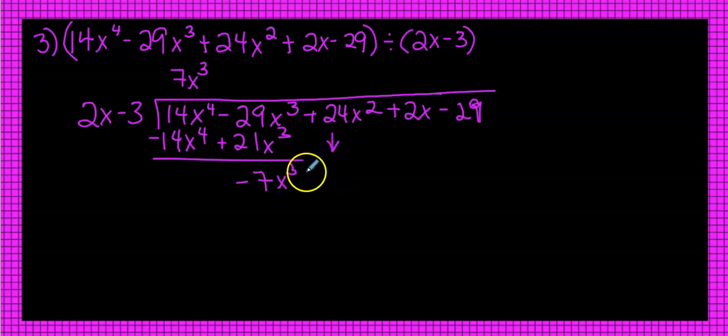Bring down the 24x squared. I'm sorry, this is 8. Let me fix that. So we can't divide that. This is an 8. Okay, now divide 8x cubed divided by 2x. That gives us, I'm sorry, -8x cubed. So that's minus 4x squared.